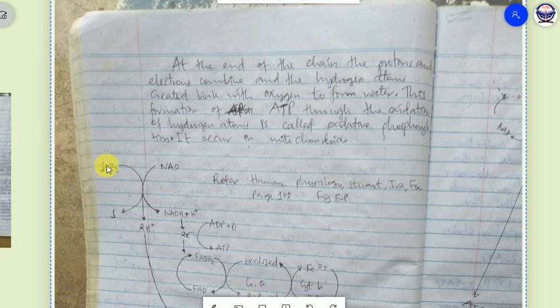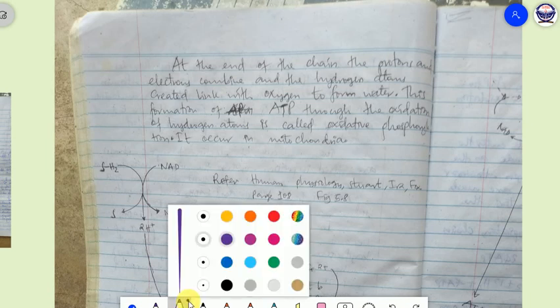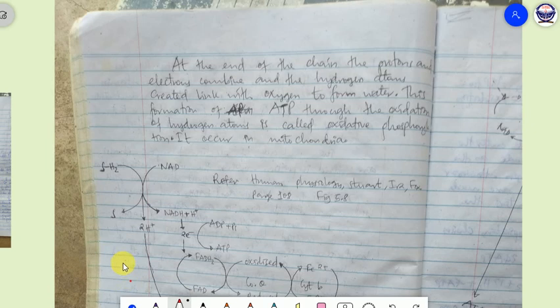Now tunavyokuwa tuna substrate, this shows what happens in Krebs cycle and glycolysis. So tunavyokuwa tuna substrate, let's say we have our substrate. Let us choose a color which can be seen well here. Let's say let it take red. Let it take red. Now let's continue.